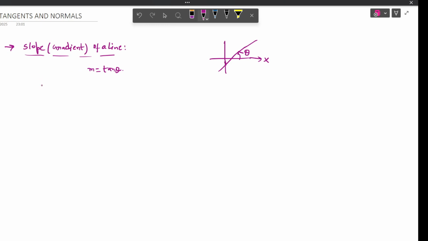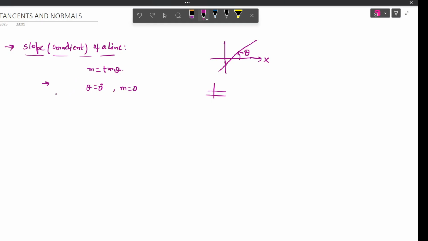Now see, here are some conclusions we can make. A line parallel to x-axis makes an angle 0 degree. If a line is parallel to x-axis, then it will make angle 0 degree. So theta equals 0 degree, so slope would be tan 0, which is 0. So slope would be 0.